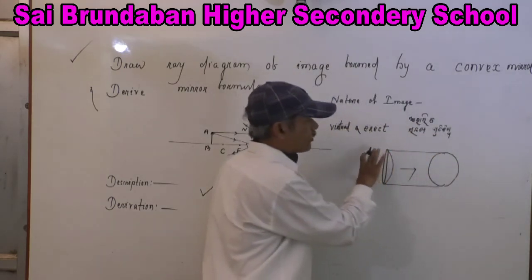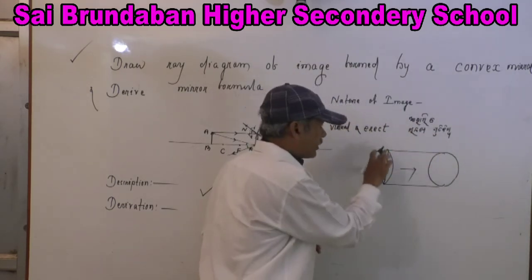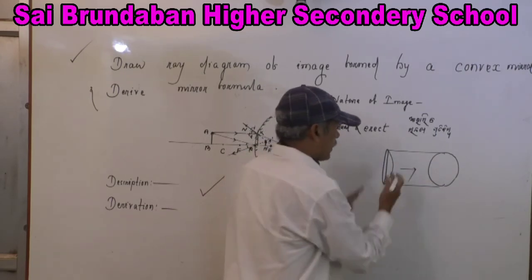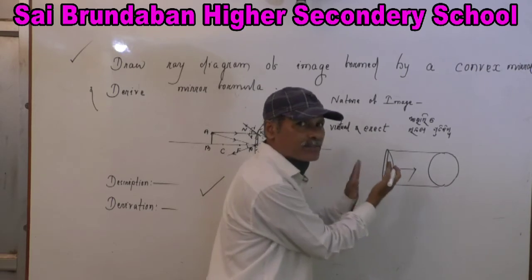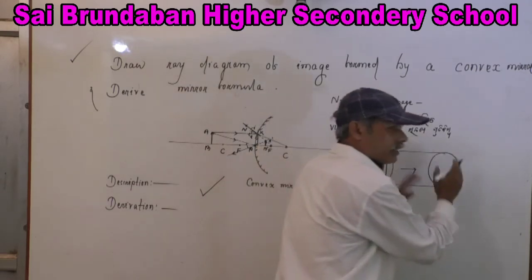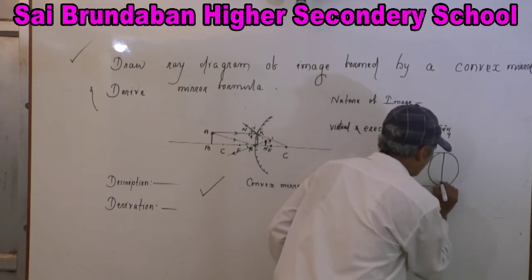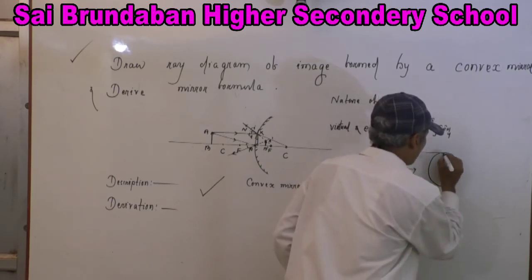Okay, this is the outer edge of the mirror. This is not an ellipse. This is a circle. The side view appears to be an ellipse, but its front view is a circle. So now this is the diameter.